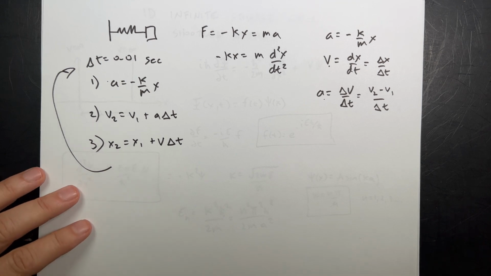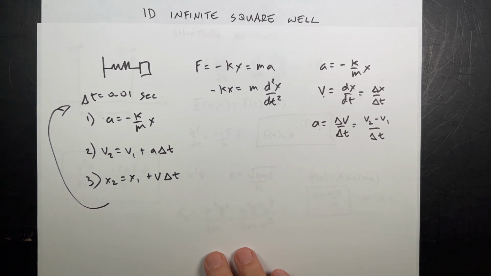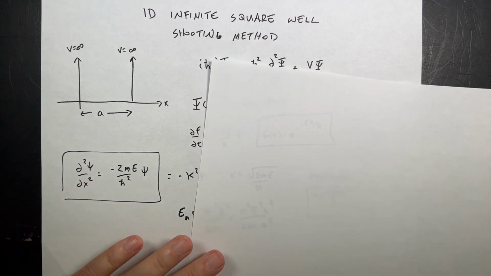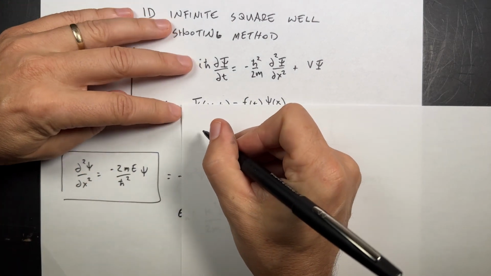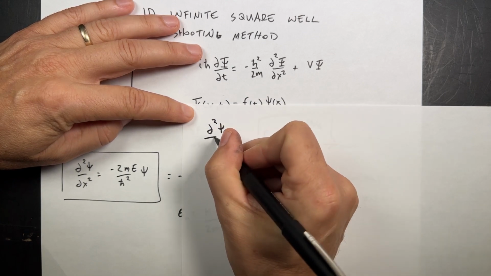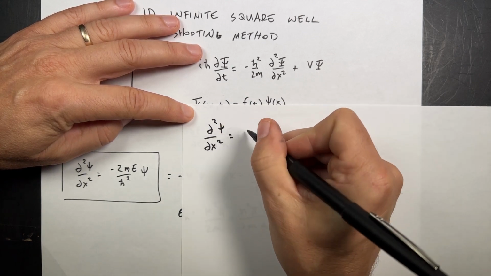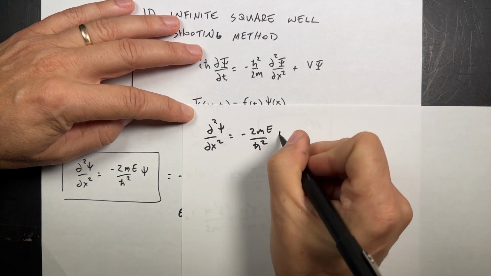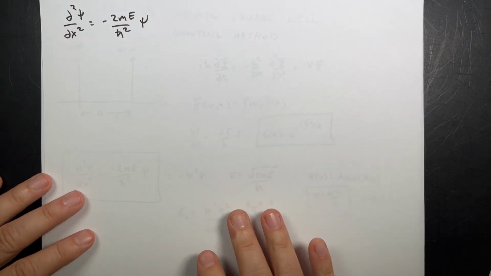Now, how do we do that for the Schrodinger equation? Because it's a little bit different here. So let's start with this differential equation. I'm just going to write that down. Second derivative of psi with respect to x equals negative 2me over h bar squared psi. That's my equation I want to solve.